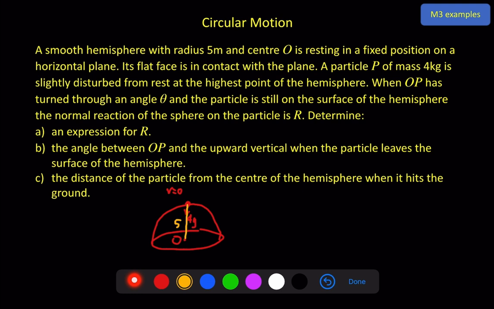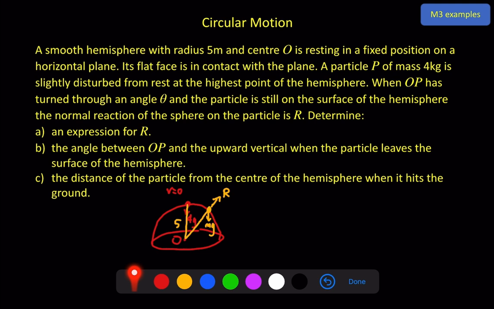When OP is turned through an angle of theta, the particle is still on the surface of the hemisphere. The normal reaction, which of course acts radially outward, is r. We still have mg here, and the difference to what we've done before in this situation is that we don't have a tension. The circular motion from here to here is being provided by the weight acting radially inward. Of course, as it comes round, that becomes a component of the weight, and so the reaction force gets less and less until it leaves the surface of the hemisphere, in which case at the point it leaves, r is 0, but I'm getting ahead of myself.